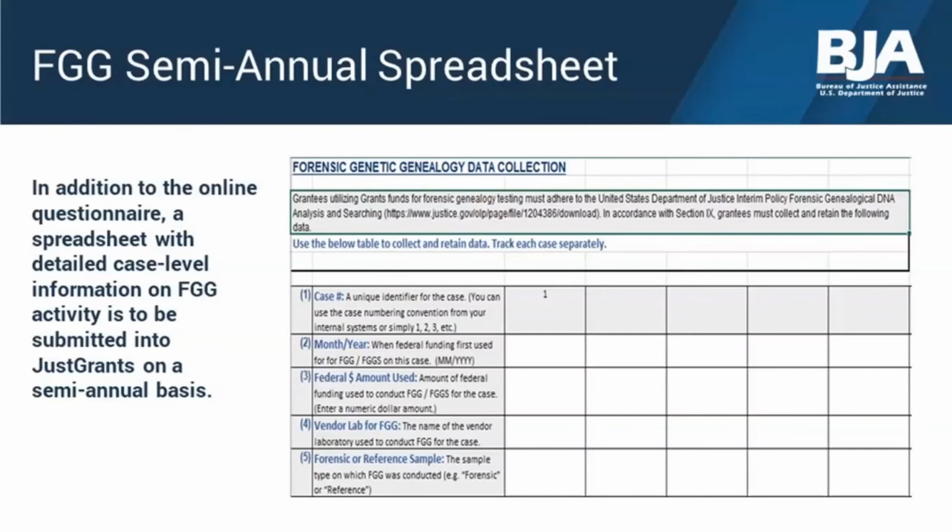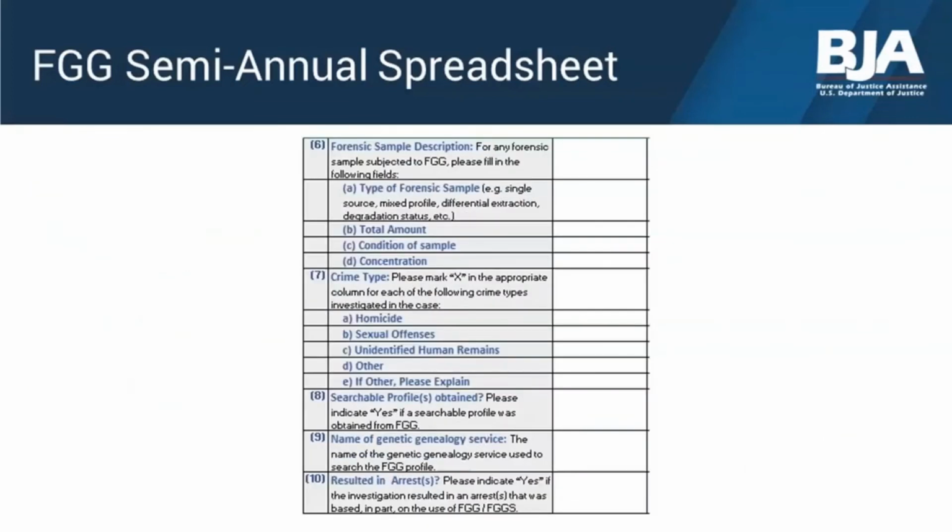You will record a unique case identifier for each case that used grant funds, the year the funds were used, what vendor laboratory was used, and the type of sample that underwent FGG analysis, for reference. The sheet also has a place to report a description of the sample or samples, the type of crime, if a searchable profile was obtained, the genetic genealogy service used to search the profile, and whether the case resulted in an arrest that was based in part on the use of FGG. So all very similar to what we just discussed with the questionnaire. Again, this will just be at a case level.